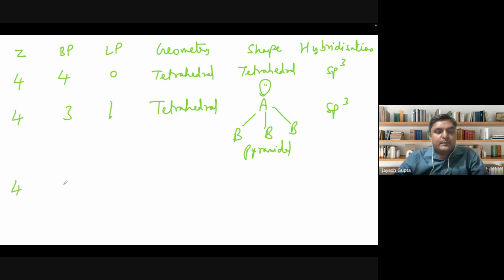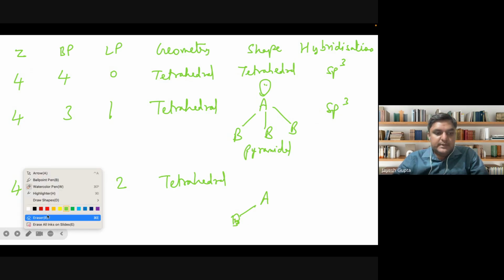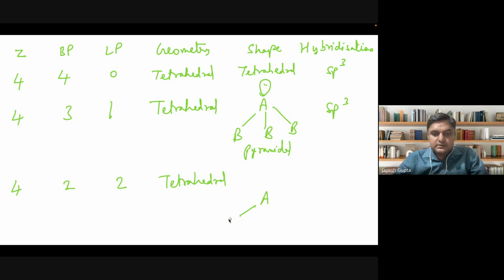Now again I increase the lone pair by one more. So bond pair will be 2 here and lone pair will be 2. It will be tetrahedral geometry. Since now we have to place two lone pairs out of the four, it will look like this: A is making bond with B, and two lone pairs, one here, one here. So this will also be sp3.